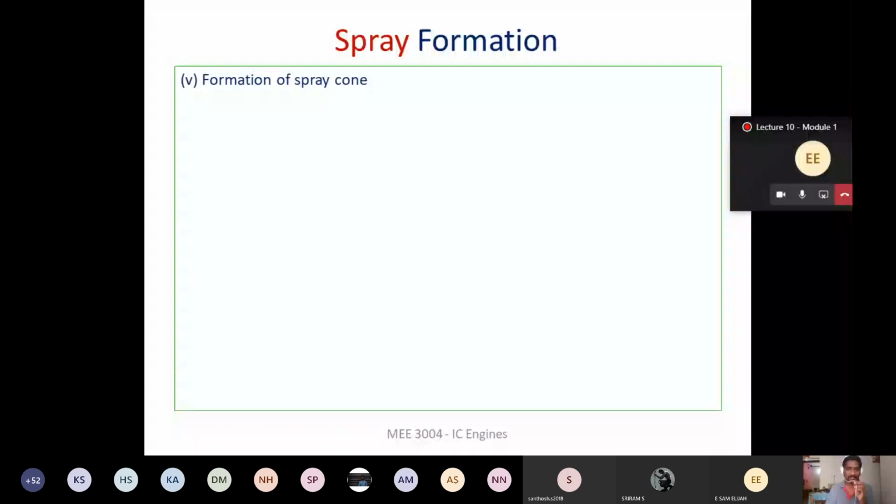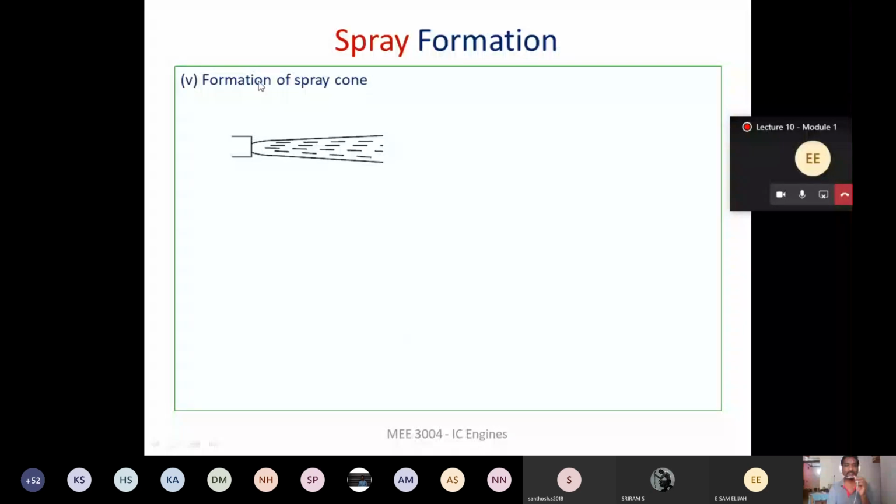Okay. So then in the next stage, in the fifth stage, initially we had the droplet formation, then we had the stream of liquid, then we had the breakup distance, then we had the reduction in the breakup distance, then subsequently in the fifth stage we will be having the formation of the spray cone. So this spray cone formation will begin.